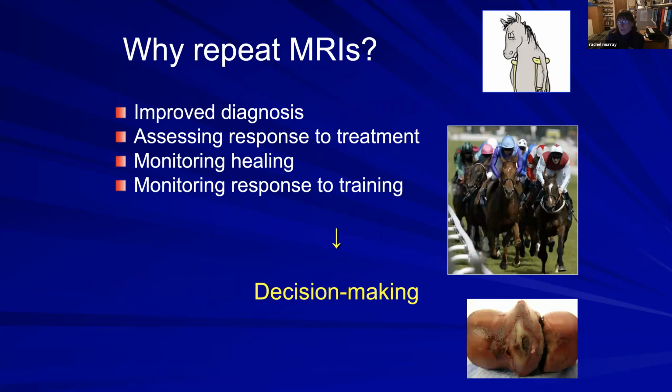So why should we do repeat MRIs? I think they can help us improve diagnosis because we understand more than one single point in time. When we can see more than that, we have an idea of where we are in an injury process or what's happening with it. We can assess the response to treatment, monitor healing, and also monitor response to training or exercise. And I think that helps us as veterinary surgeons in our decision making, which is what we have to do on a day-to-day basis.